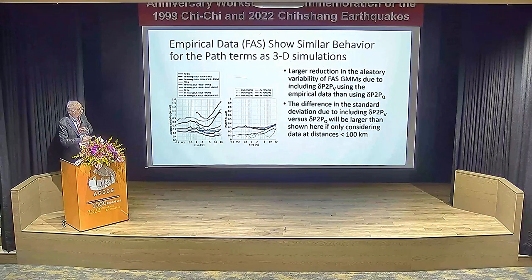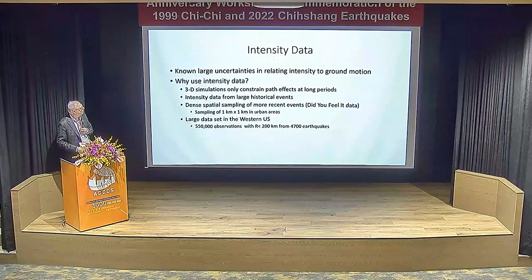When we look at all this from empirical data, these are examples in Fourier spectra for different regions, Taiwan, France, and California, of ergodic models. Then we have models with the site and the Q, and then the lowest models are when we bring in this path effect, right? So that really starts to change the numbers.